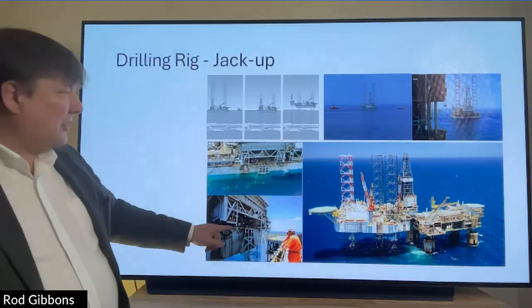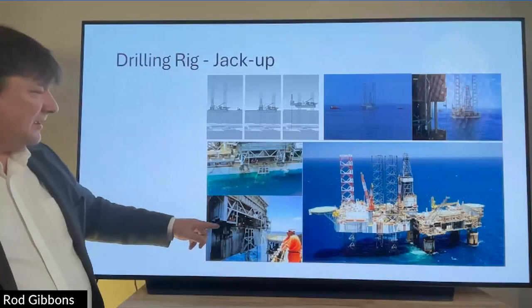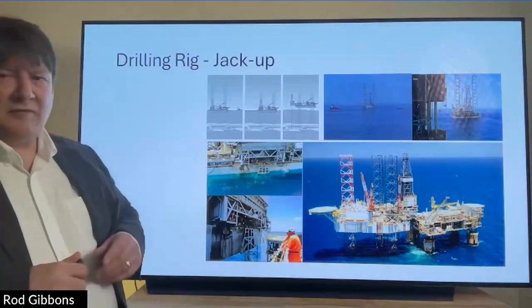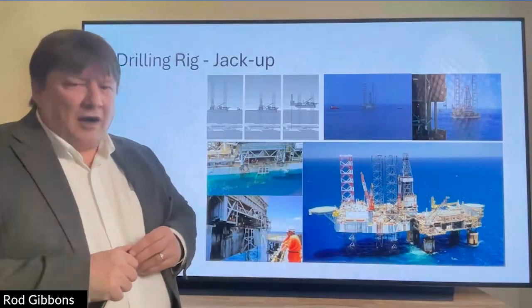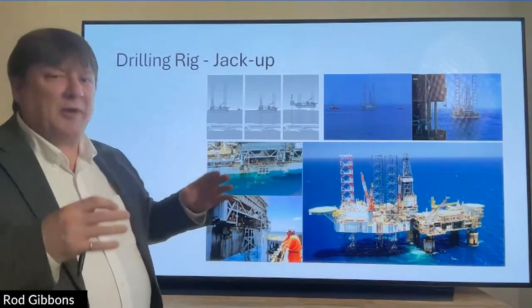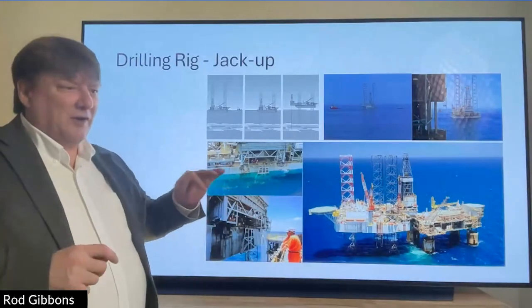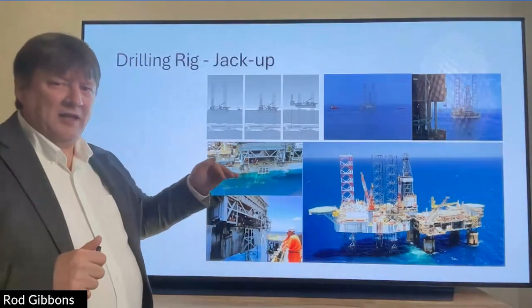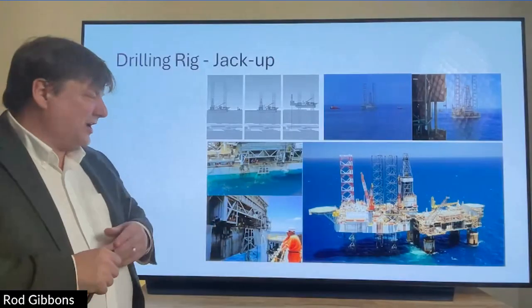This was about, I think, 50-60 meters of water, something like that. But you can put a jackup in 100 meters of water. Again, it depends on metocean conditions. The water is shallower offshore Newfoundland, but it's a lot rougher. So jackups are struggling there.